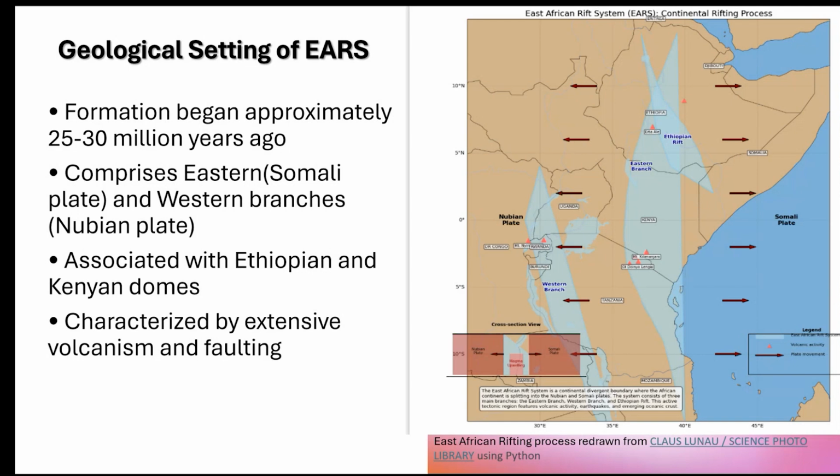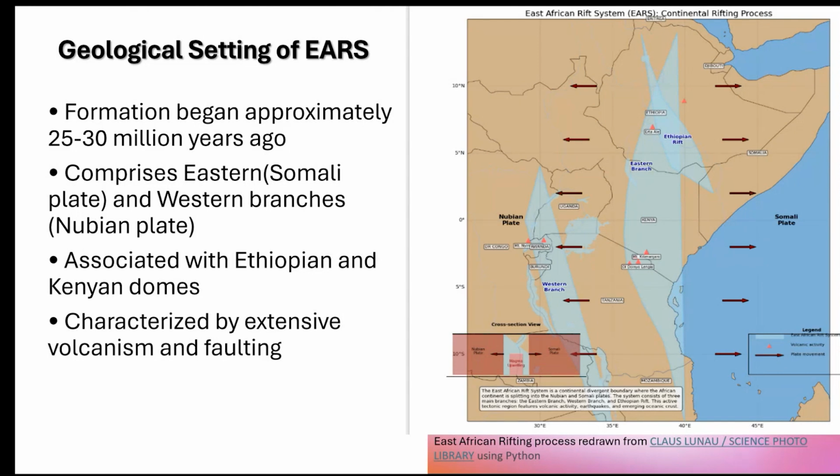Originally, these plates are all African plates, but because it's rifting apart due to the magmatism, they are beginning to become different plates. So on the left, we have the Nubian plate. On the right, we have the Somali plate. Then if we look towards the light blue, you will see the Ethiopian rift. Then coming down, you will see another eastern branch of the rift.